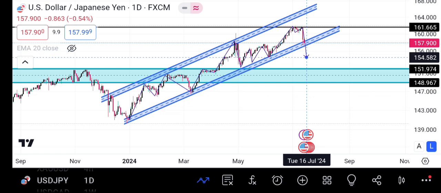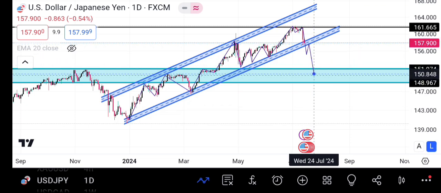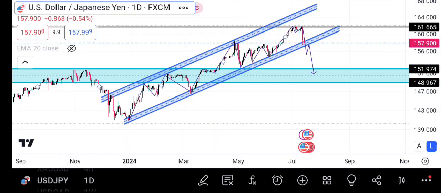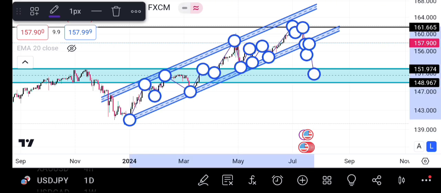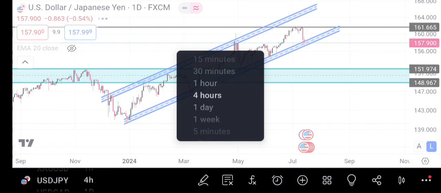But what I'm waiting for is that price should just come and, with the daily candlestick, retrace and continue to the support zone. That's what I'm anticipating from the charts. But let's go to the 4-hour. I need to make this fast.